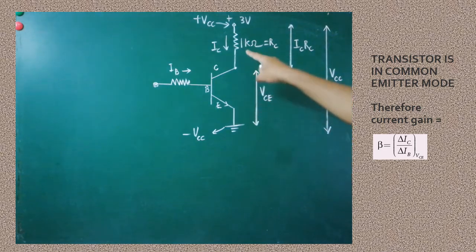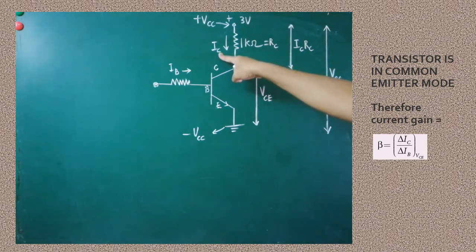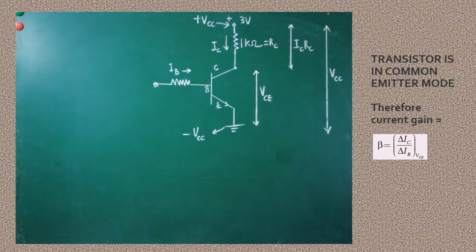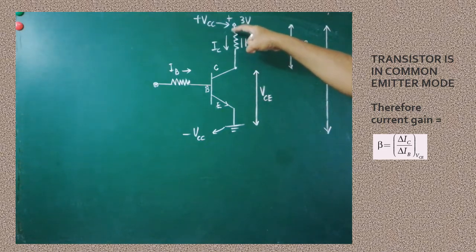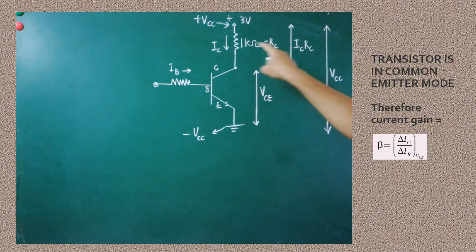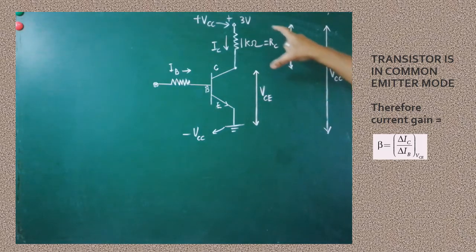Here the resistance which is connected in the collector circuit is called RC. Through the collector some amount of current is flowing, that is called IC, collector current. Through the base also some amount of base current is flowing. First you should know the fundamentals of the transistor function. When current flows through IC, some amount of potential drop will be created. If IC and RC are multiplied, you will get the potential drop, that is called IC into RC.